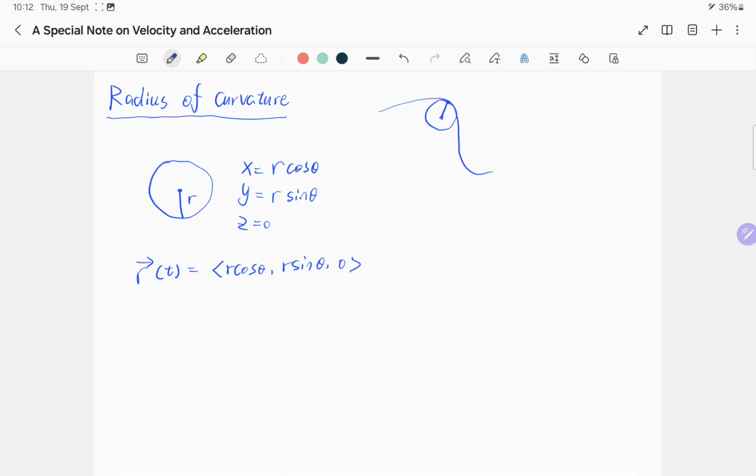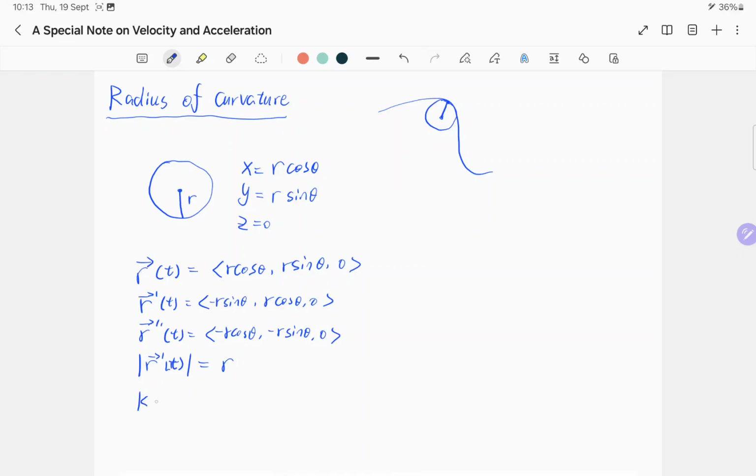This is a proof of one of the formulas. And then we know that r prime of t is equal to negative r sine theta, r cosine theta, 0. r double prime of t equals negative r cosine theta, negative r sine theta, and 0. And also the magnitude of r prime is equal to r.